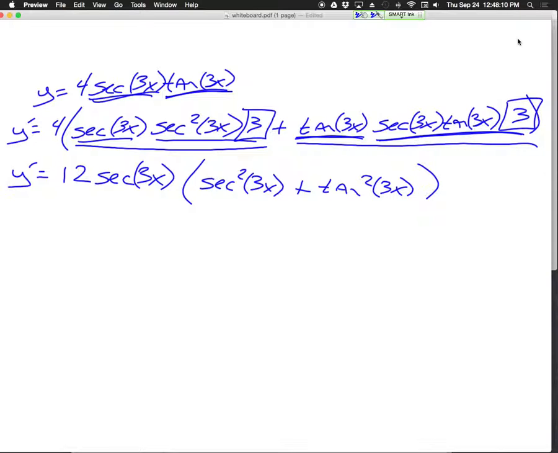Is it wrong to put the squareness on the right of the 3x? Yes. If you put it on the right of the 3x, the square goes to the 3x. Put it in front, and the square goes to the secant. Good question.